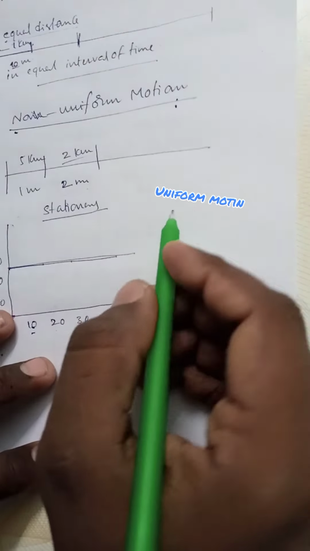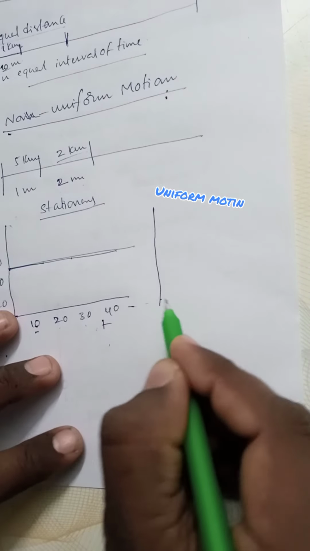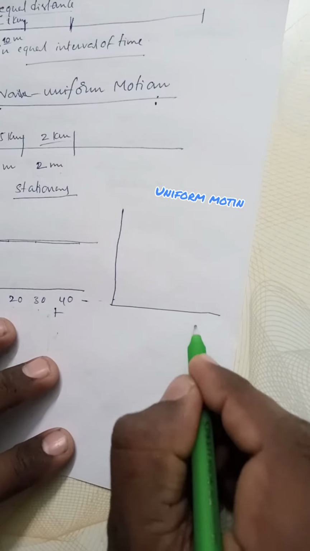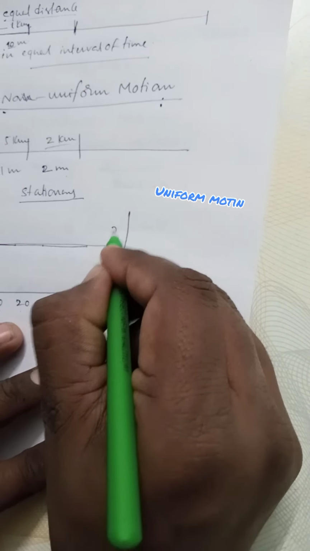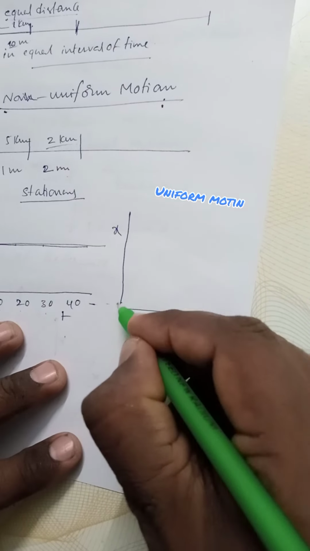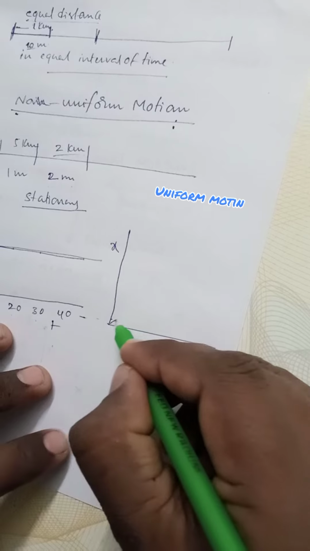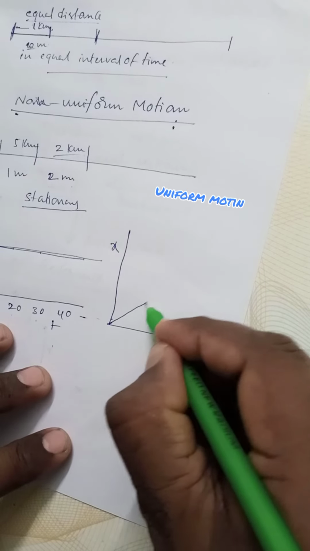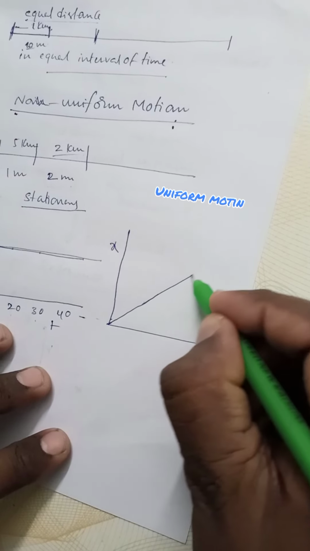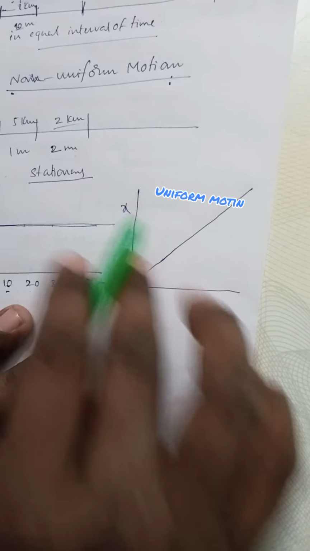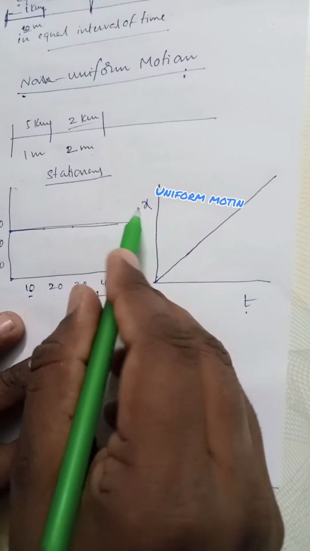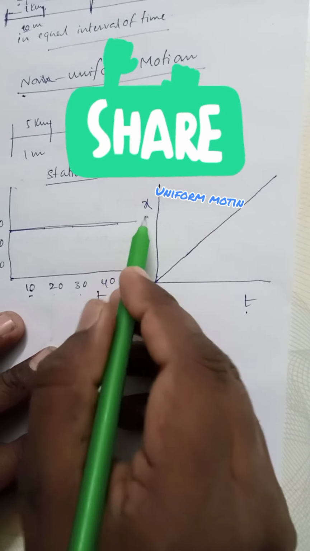Now let us look at the graph for uniform motion. Here is t and here is x. The object takes equal distances in equal intervals of time. So this is the graph between time versus x. Okay, thank you.